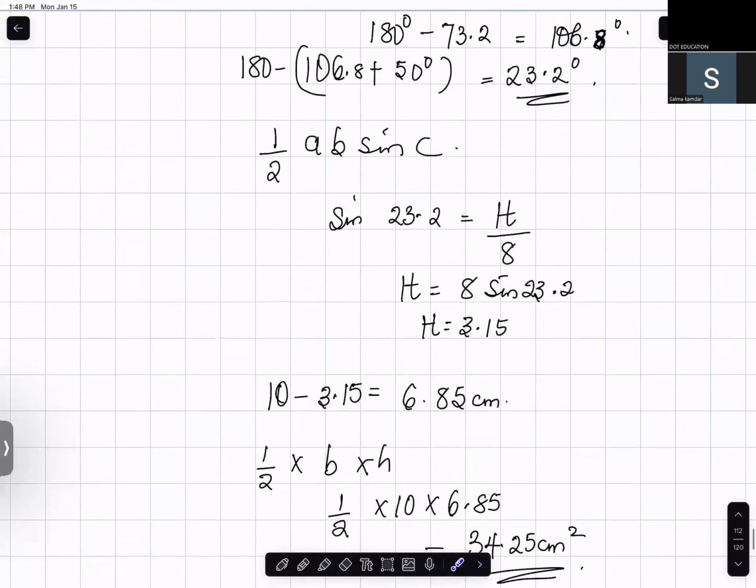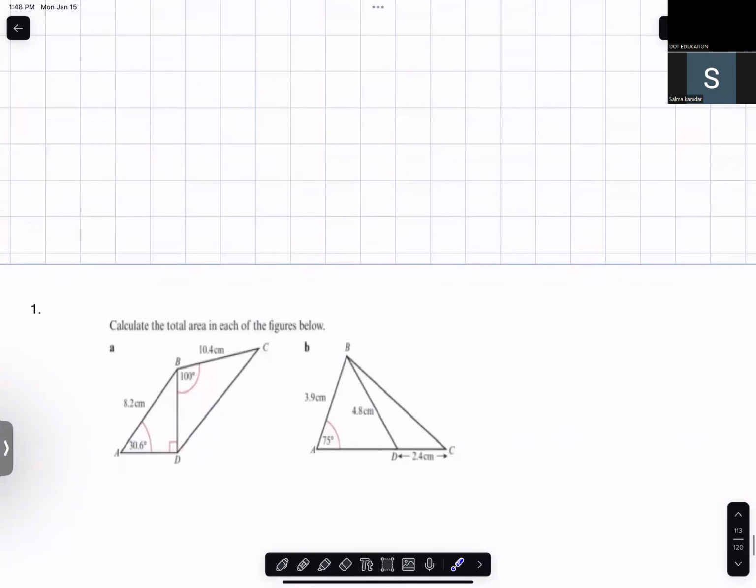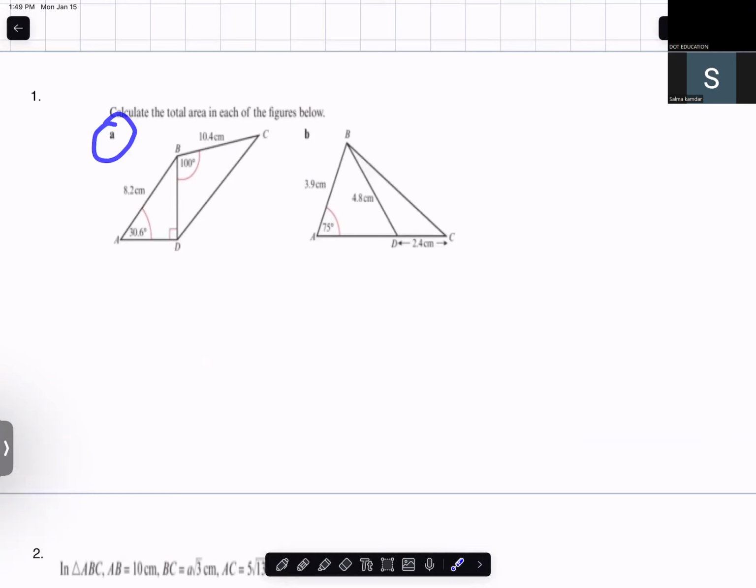So we'll move to the next question. So this is the next question. Calculate the total area of the figures below. We have two figures there, we have A and we have B. So we are going to calculate the individual areas of this shape.